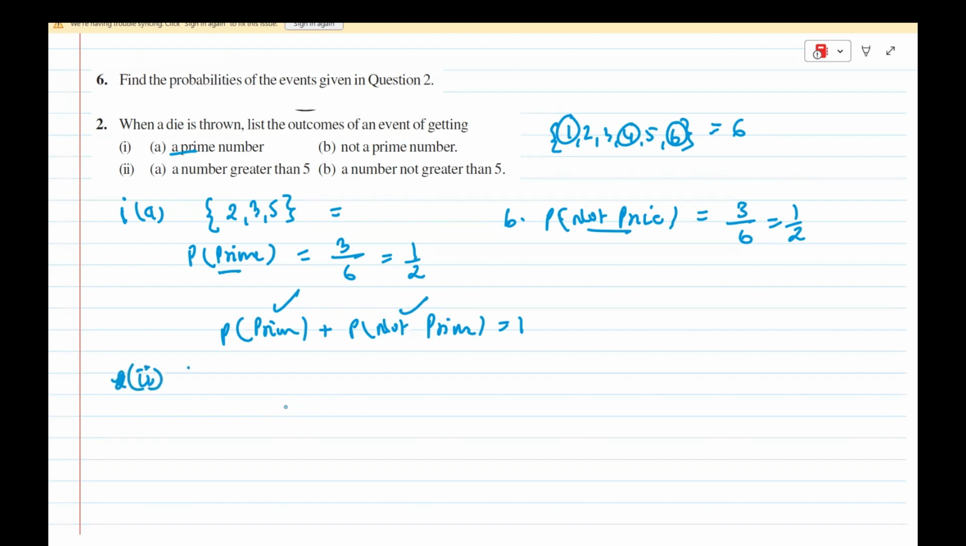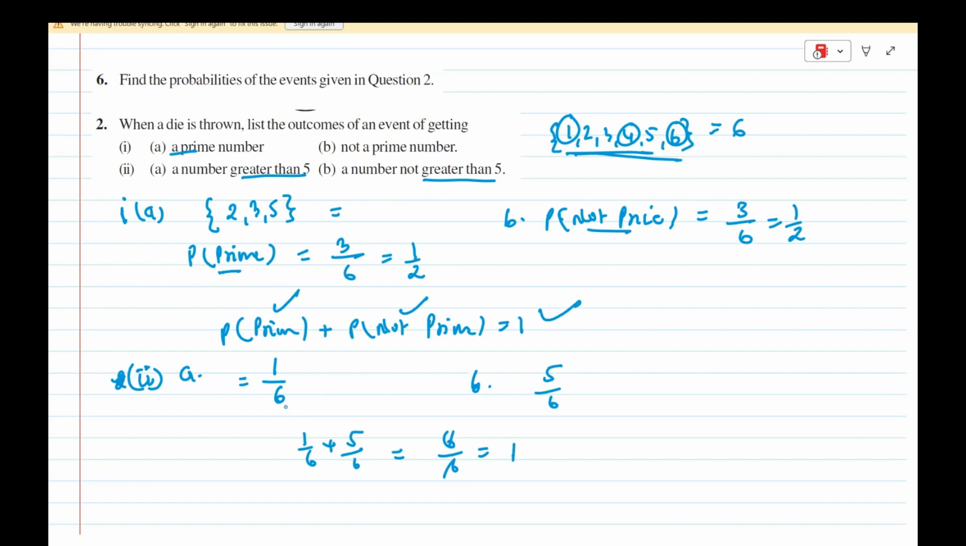Let's move to the second part. So I'll write the same pattern, Roman number A. A number greater than 5. So how many numbers are greater than 5? Only 6. That is 1. And the total outcomes here are 6. So the probability is 1 by 6. The second part, a number not greater than 5. Not greater than 5 means the ones which are 5 or less. So that is 5 numbers including 5, because 5 is also not greater than 5. So it is 5 by 6. So see, the probability of getting greater than 5 and not greater than 5, add these two, it has to come to 1. So 1 by 6 plus 5 by 6 is 6 by 6, and yes, it is 1. So this rule is valid.